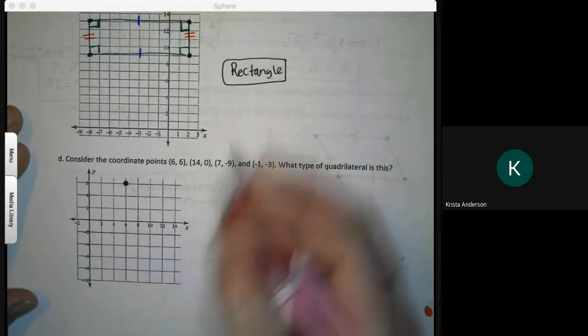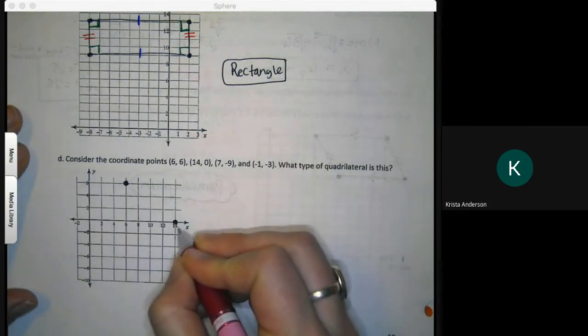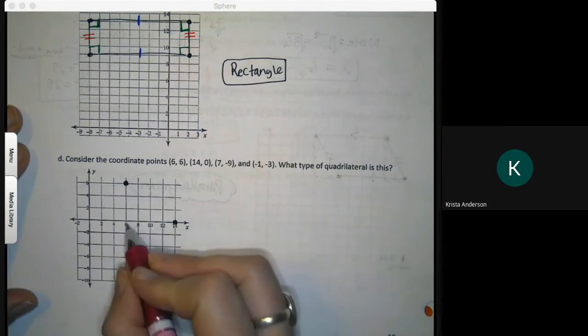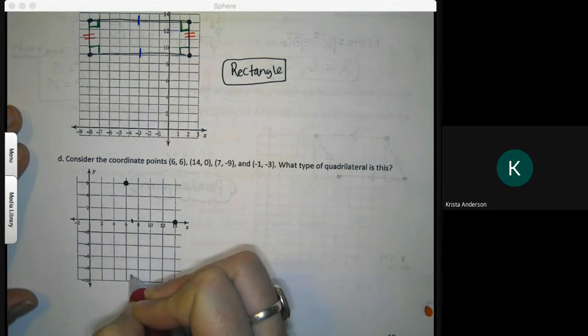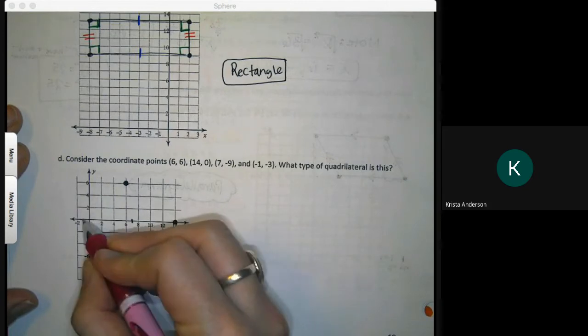14, 0. 7 is between 6 and 8. Down 9. 9 is between 8 and 10. Then -1. Then -3.